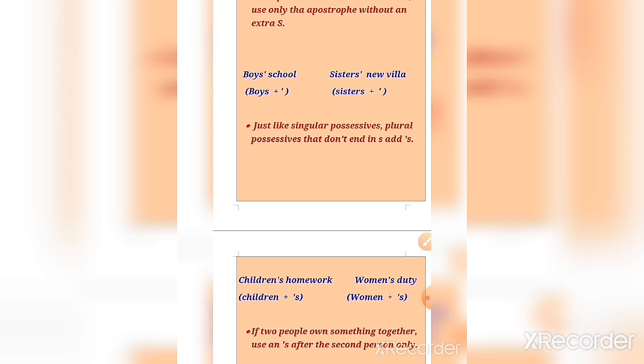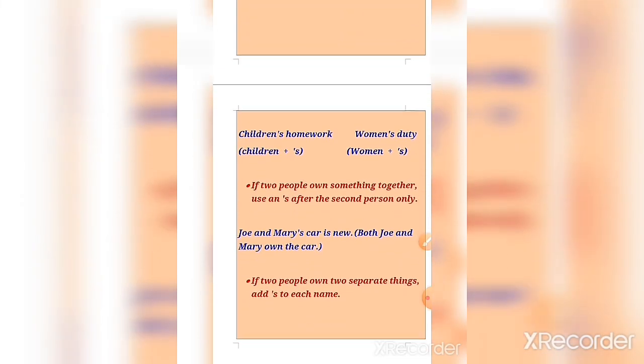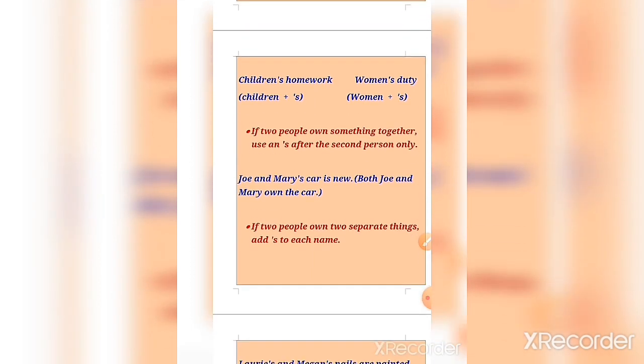Okay, just like the singular possessive, plural nouns that do not end in s add 's, as I already showed one example to you. See the children's homework and women's duty. Children does not end with s, so we will use an apostrophe and then s, and women also does not end with s, so here also we will use an apostrophe and then s. Okay, see the next point.